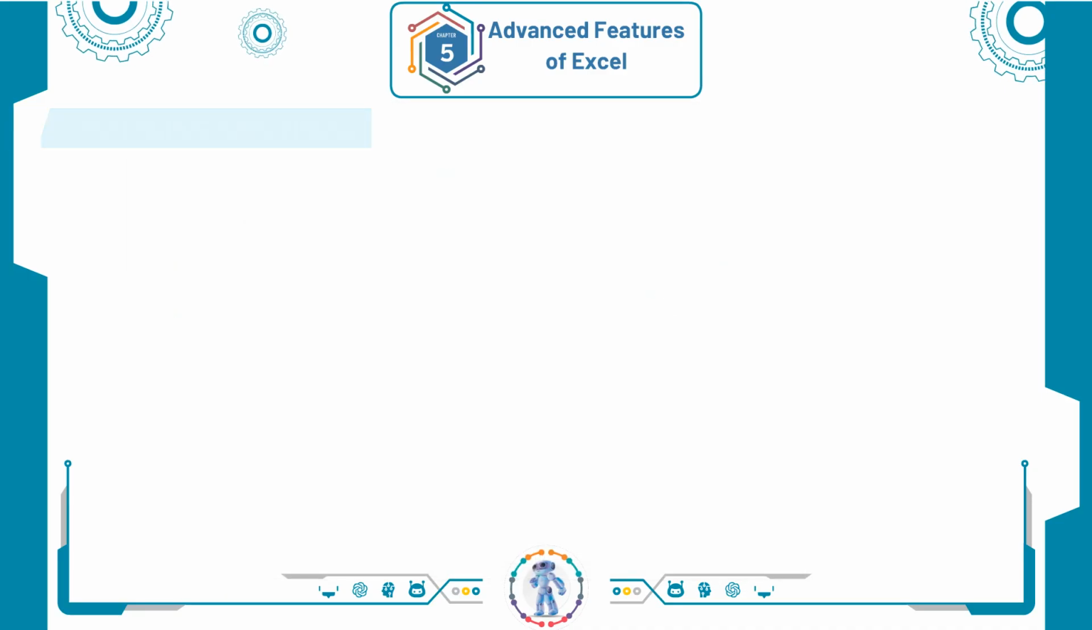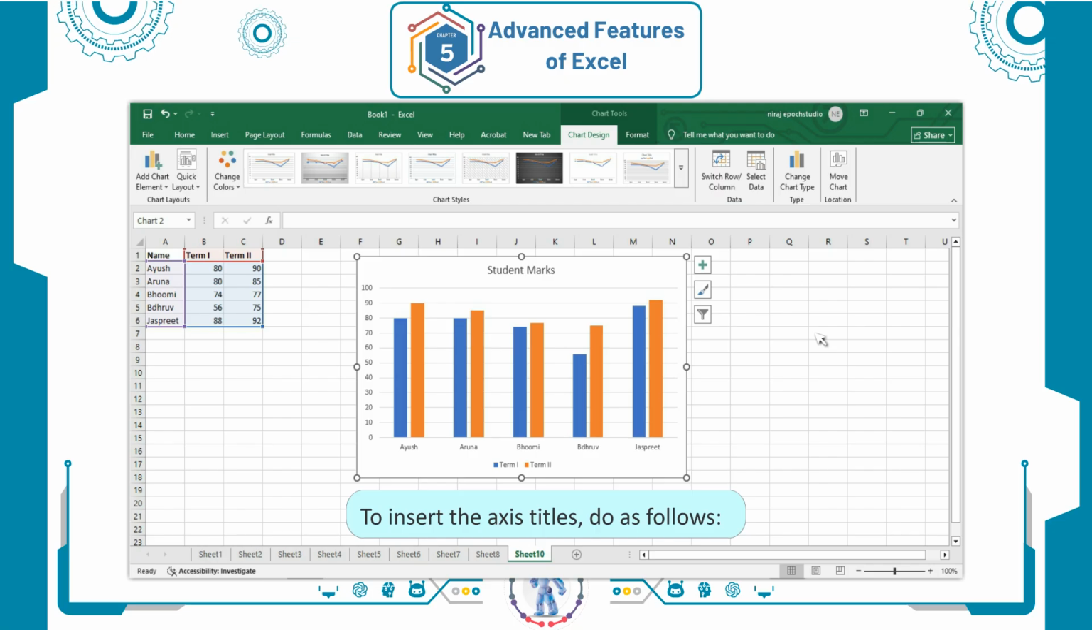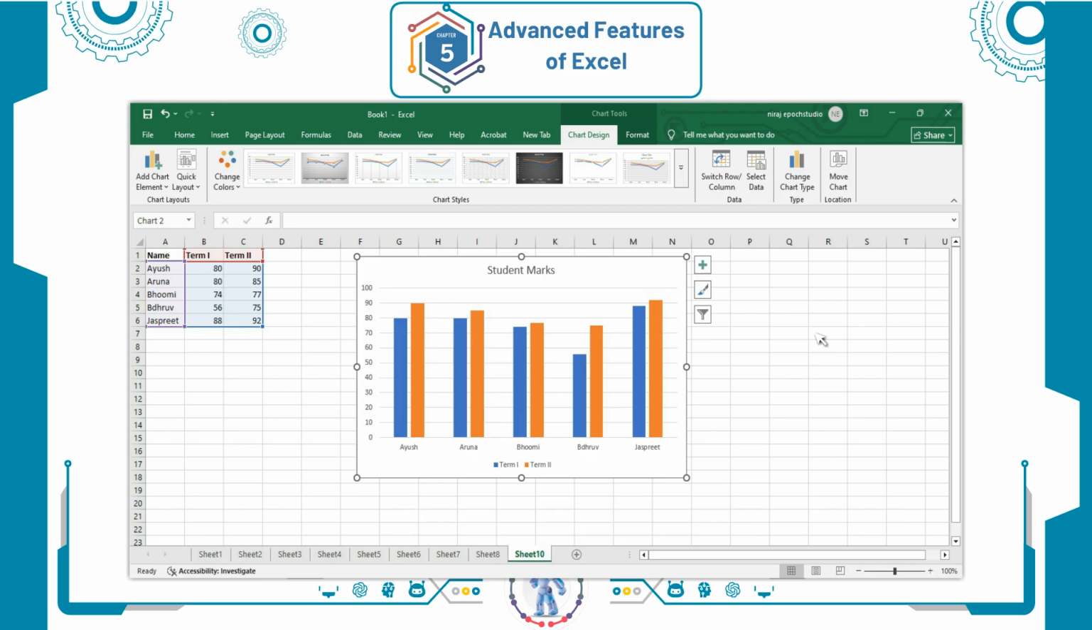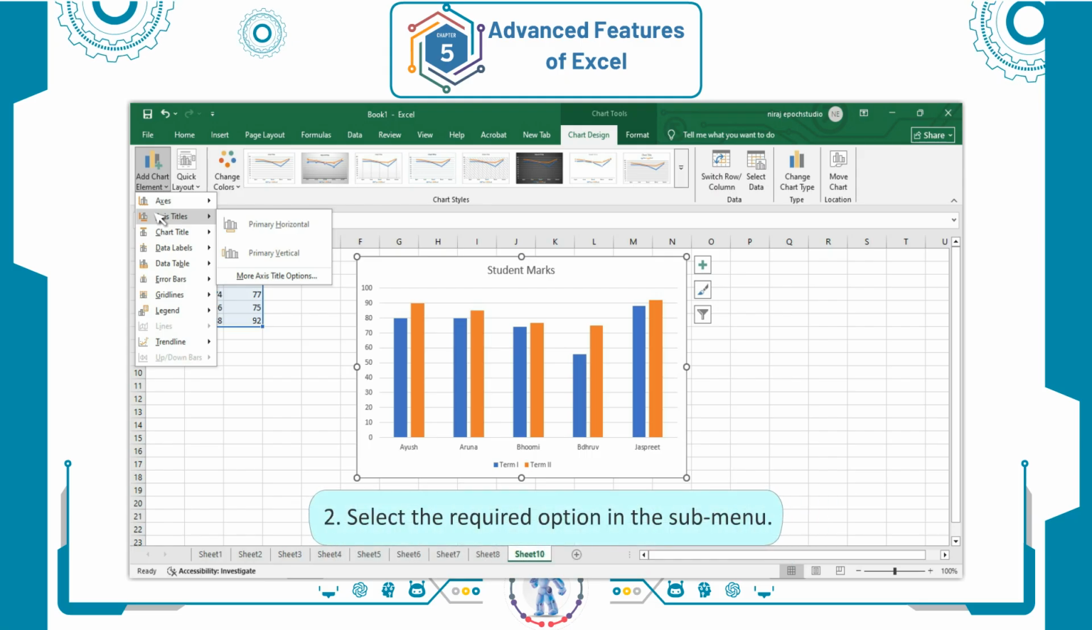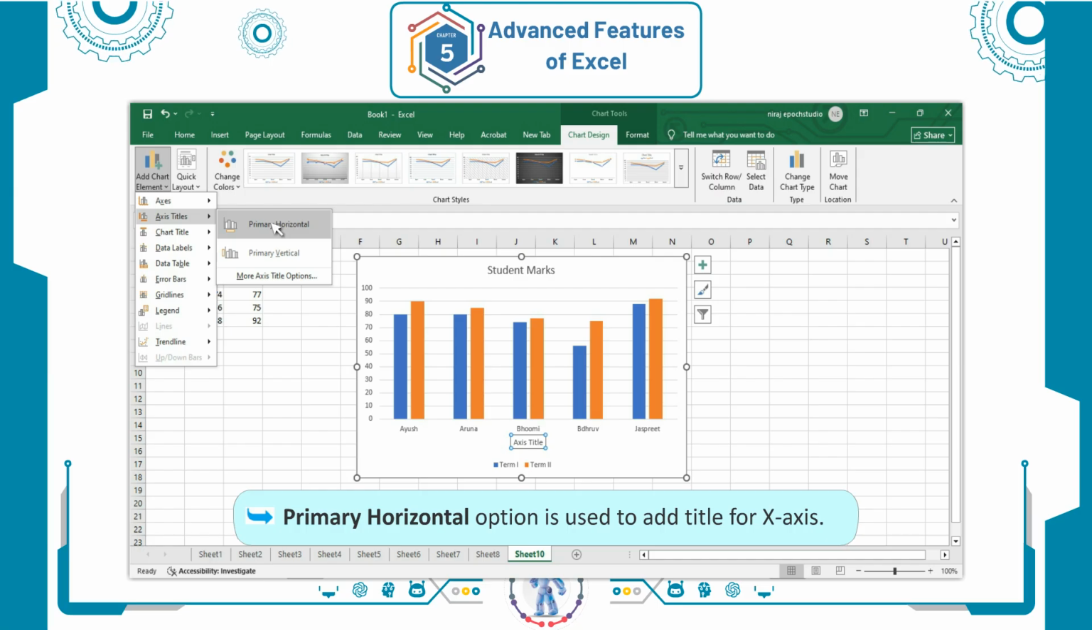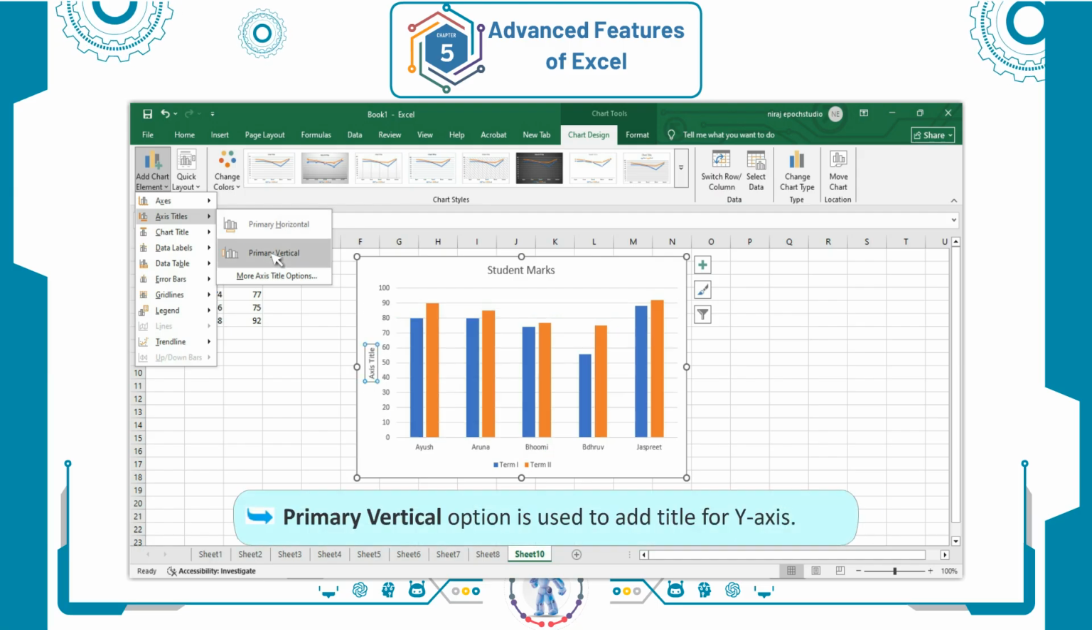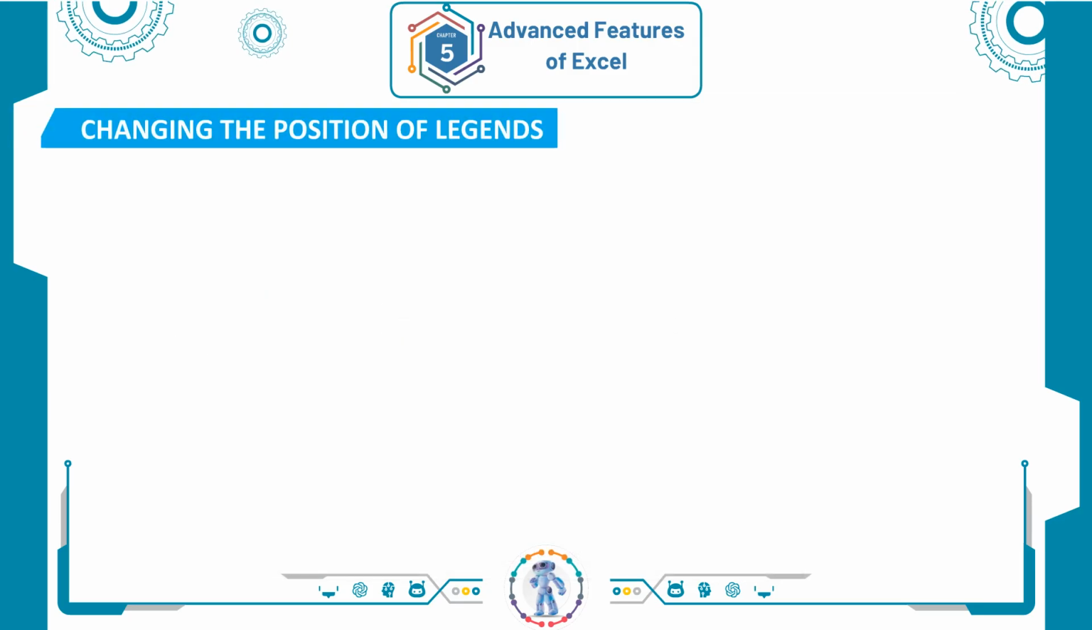Inserting axis titles. To insert the axis title, do as follows. 1. In the Add Chart Element drop-down list, place the pointer on the Axis Titles option (Fig. 5.17). 2. Select the required option in the sub-menu. Primary Horizontal option is used to add title for X-axis. Primary Vertical option is used to add title for Y-axis.